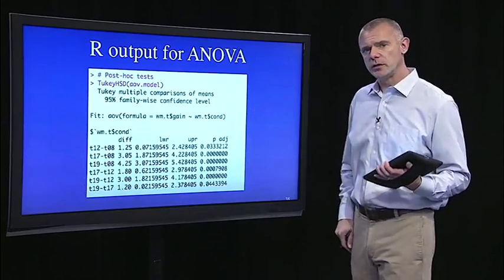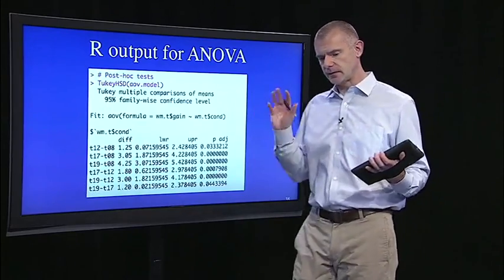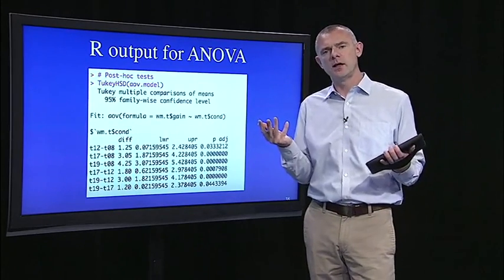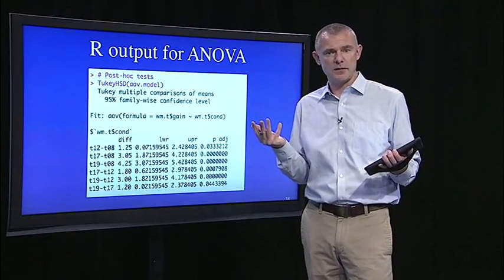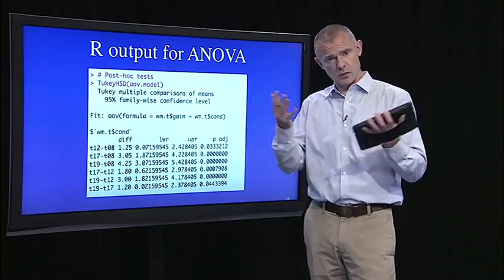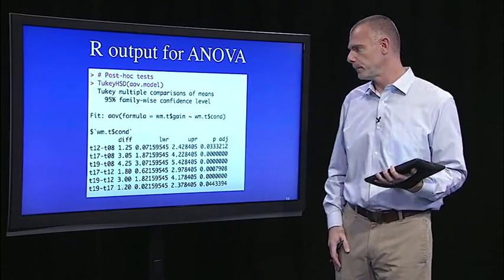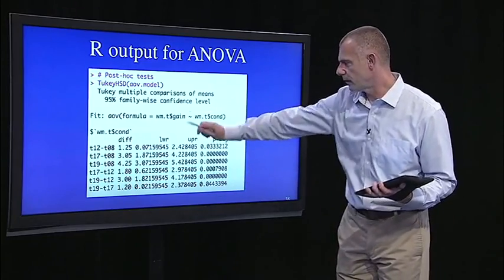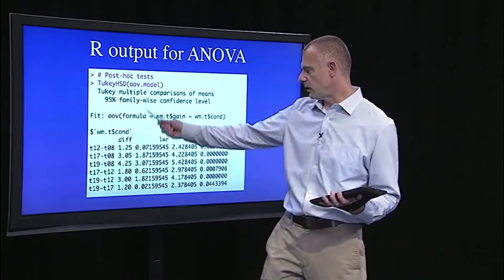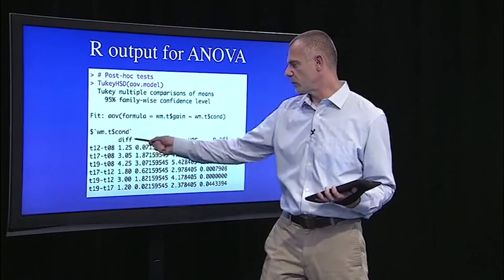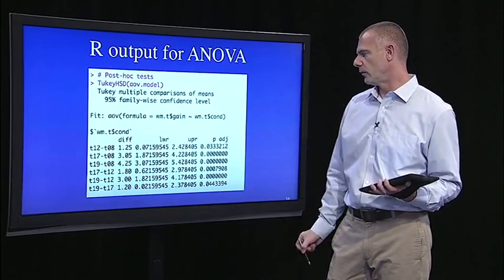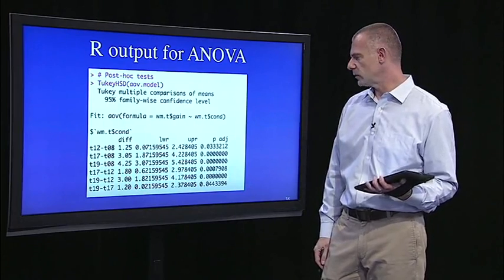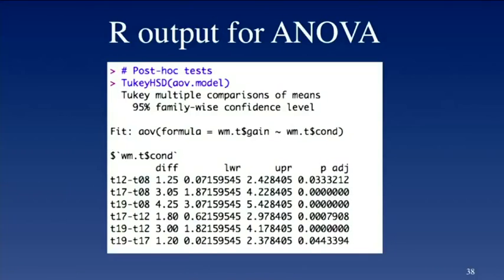So here's the output for the Tukey's post hoc test. What Tukey's does, as I said, is pretty intuitive and straightforward. It just does every pairwise comparison, and it adjusts the p-values accordingly, according to how many pairwise comparisons there are. So you see they're all listed out here. These are the different scores for each pairwise comparison. So the first one is 12 versus 8. And the difference between 12 versus 8 was just 1.25.